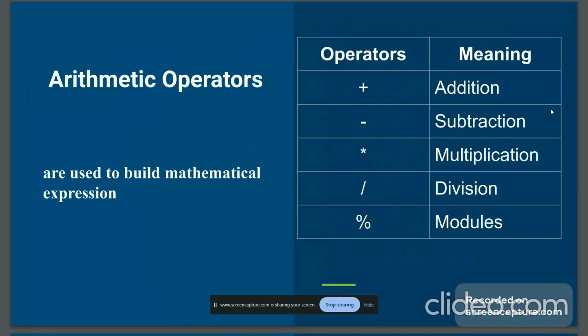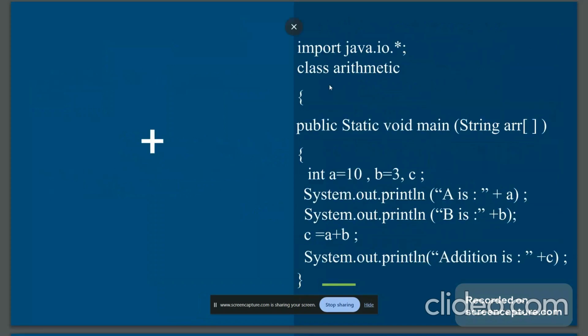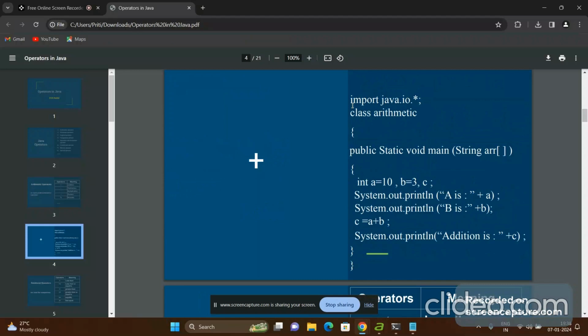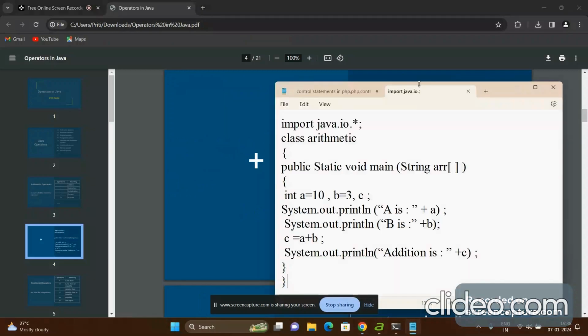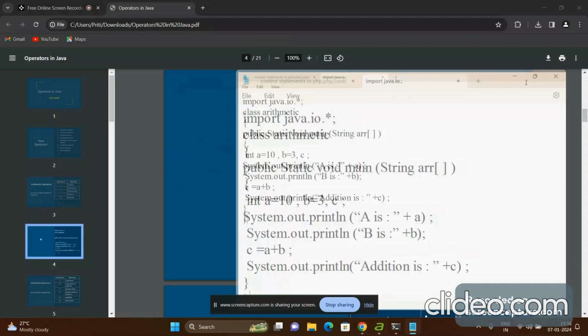The first operator category is arithmetic operators, which are basically used for basic mathematical calculations like addition, subtraction, multiplication, division, and mod. We will have a simple example of addition of two numbers operator in Java. Let's see the notepad editor.